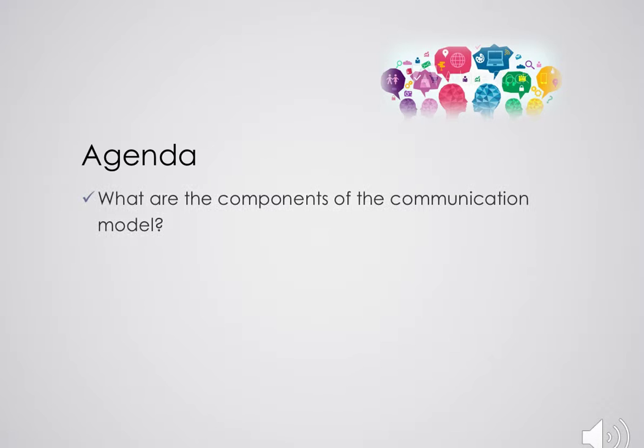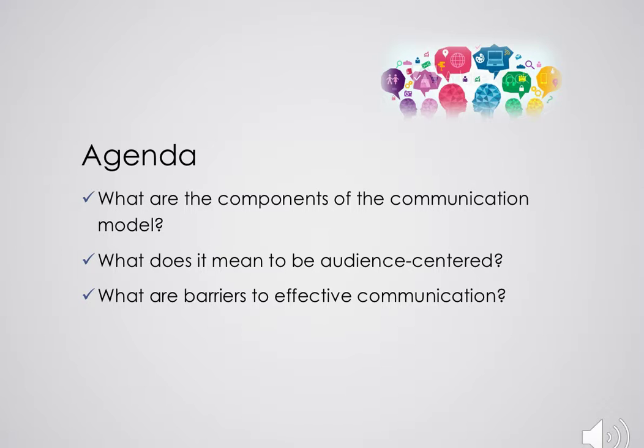So what do we plan to cover? First, we'll explore those communication components that I just talked about. We're also going to talk about what it means to be audience-centered. In the presentation that follows this, we're going to explore what's called an audience analysis, where we'll dive deeper into thinking about who our audience is before we actually communicate with them. We'll also talk about barriers to effective communication. This is sometimes known as noise, and we'll explore what those are and how they can get in the way of the audience receiving or interpreting or decoding the message the way the sender intends them to.